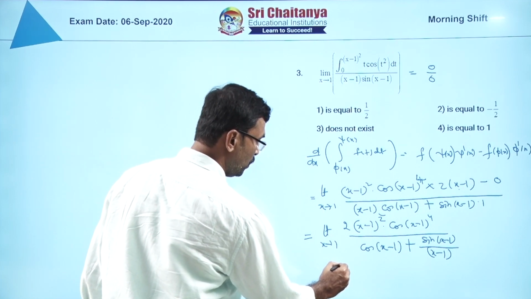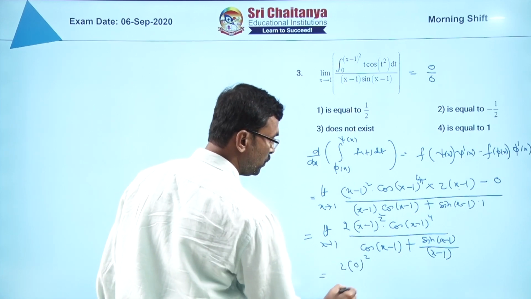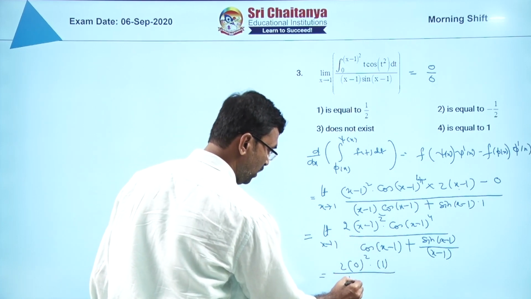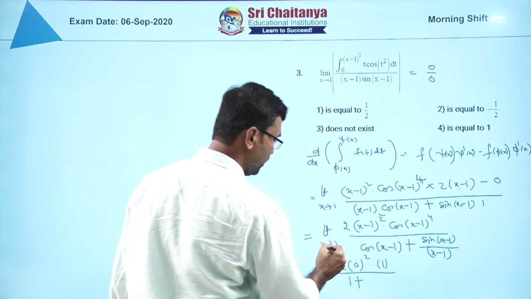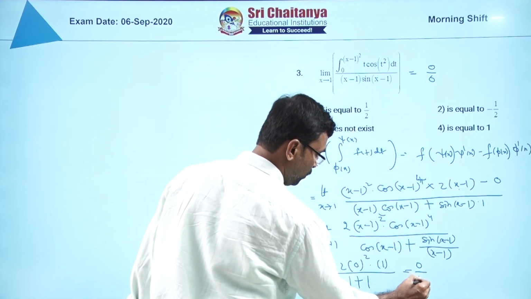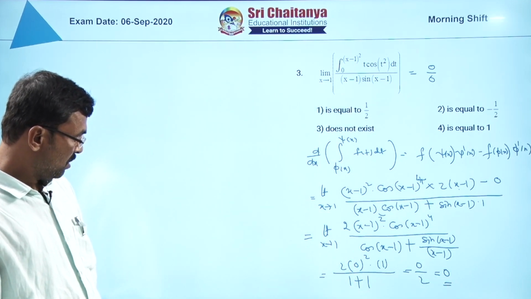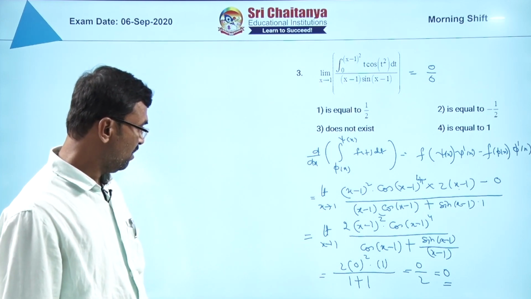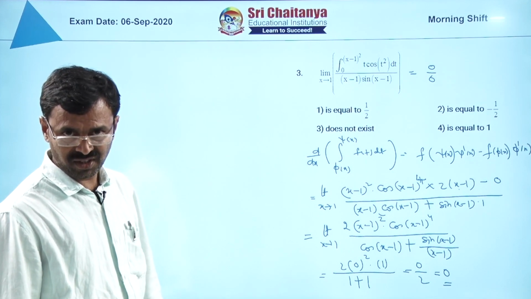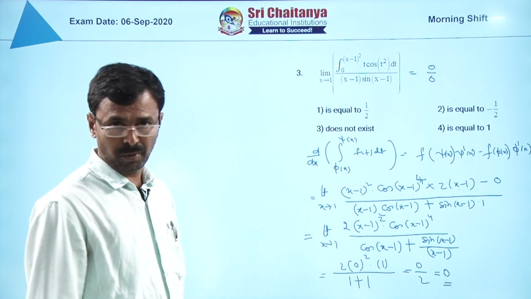This is equal to 2 times of, when x tends to 1, x minus 1 whole square becomes 0 power 2 into cos 0 is 1, divided by cos 0 is 1 plus limit, when x tends to 1, x minus 1 tends to 0, therefore this becomes 1. So, it is 0 by 2, therefore 0. So, our answer is 0, but in the 4 options he has not given 0. So, I think we will get bonus marks for this. So, no option. So, let us go to the fourth problem.